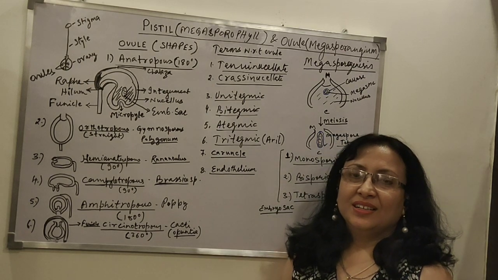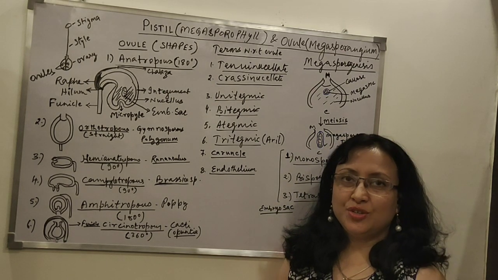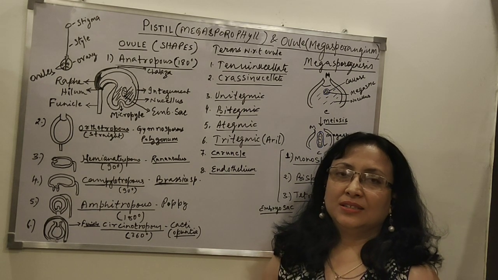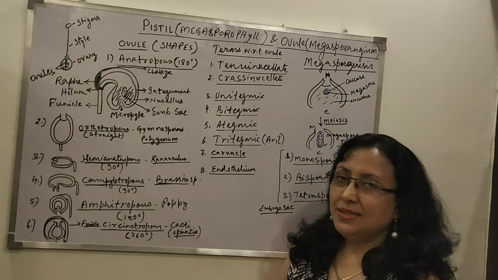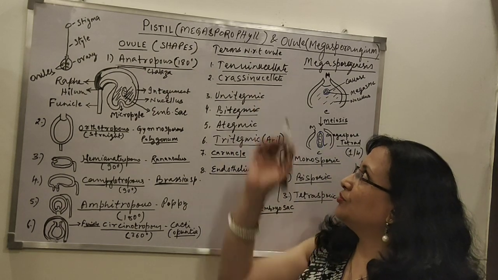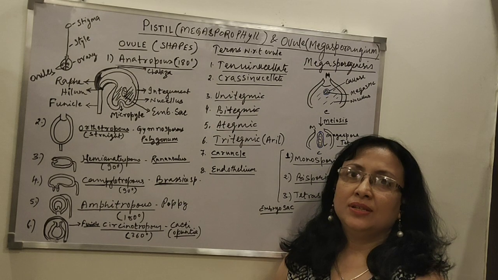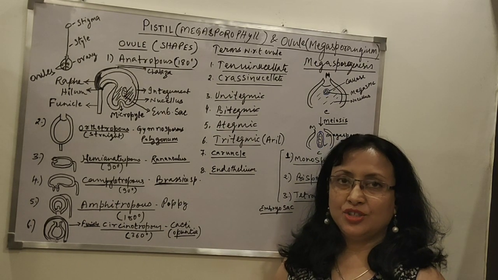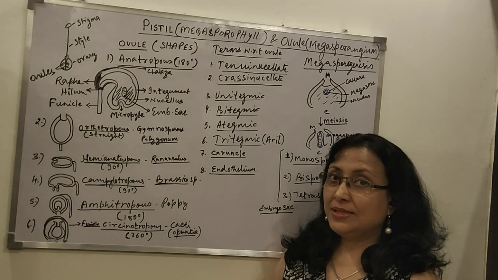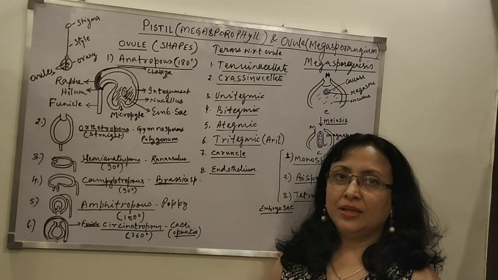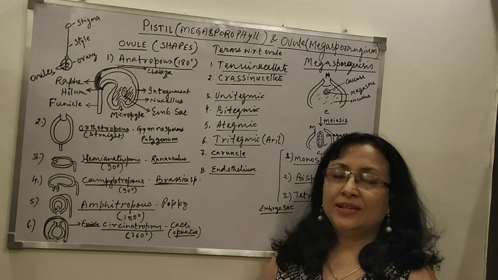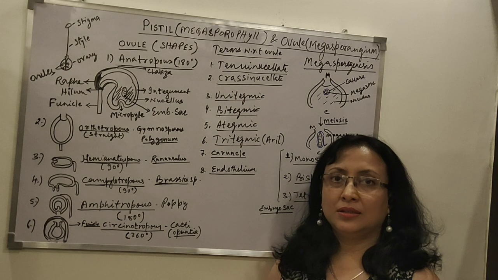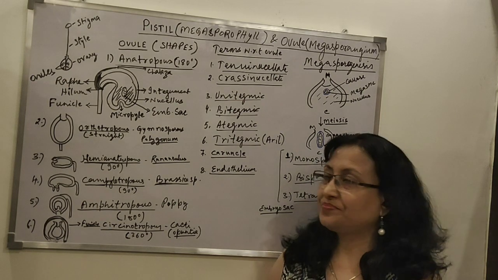Hello students, continuing with the chapter Sexual Reproduction in Flowering Plants, we will continue with the subtopic pistil, that is also called the megasporophyll, and the ovules. We will specially study the ovules, which are also called the megasporangium. Now this is something very basic about this chapter and very important from boards as well as NEET point of view, because many questions are targeted towards this topic.